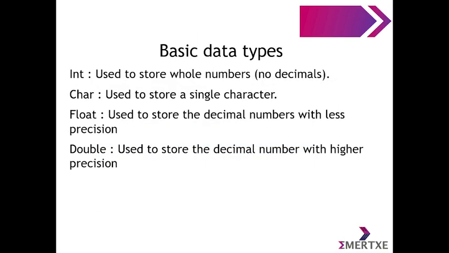Some of the basic data types in C are int, char, float and double. Int is used to store whole numbers with no decimal. Char is used to store a single character. Float is used to store decimal numbers with less precision. Double is used to store decimal numbers with higher precision.